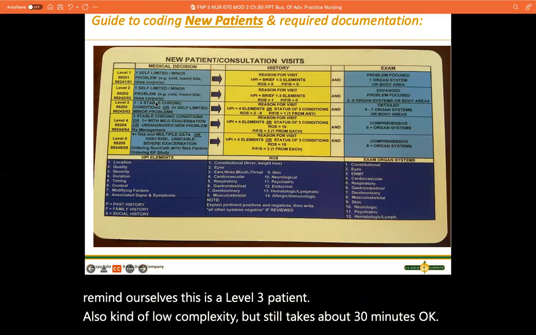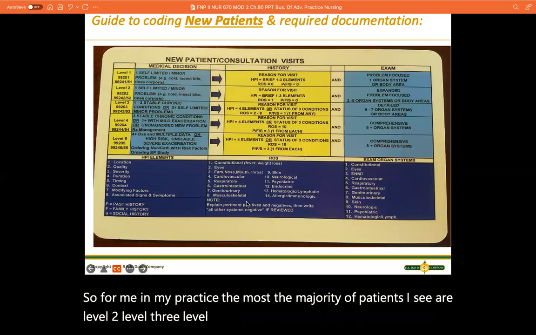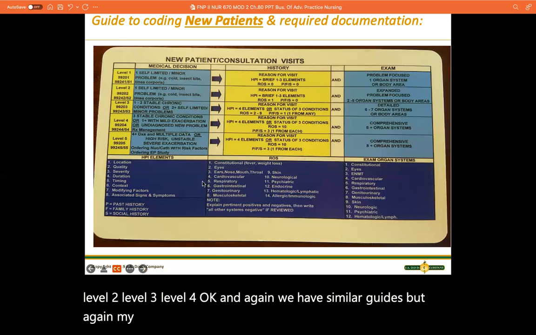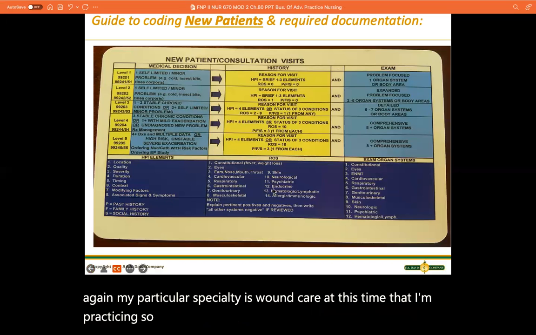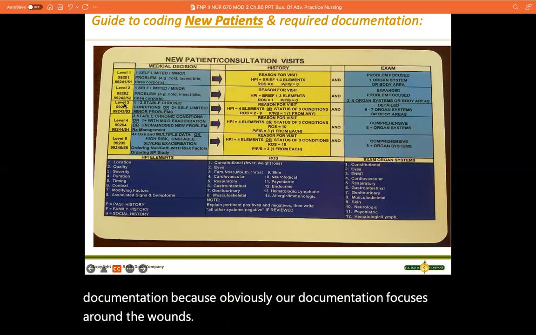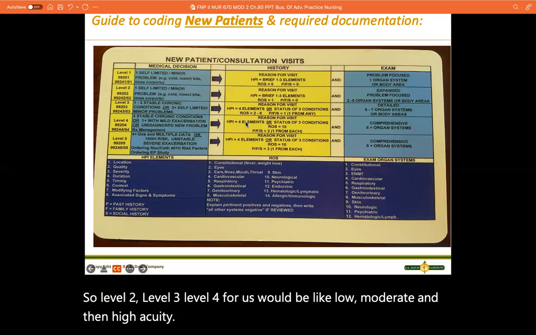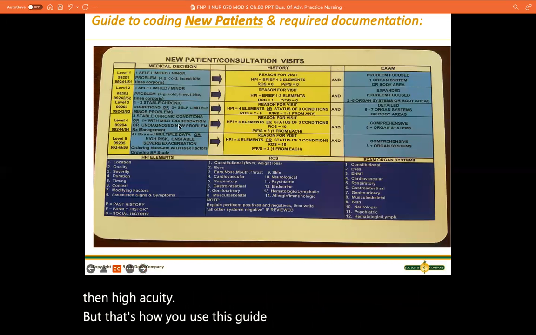So for me, in my practice, the majority of patients I see are level 2, level 3, level 4, okay? And again, we have similar guides, but my particular specialty is wound care, at this time that I'm practicing. So our guide is a little different in terms of documentation because obviously our documentation focuses around the wounds. So level 2, level 3, level 4 for us would be like low, moderate, and then high acuity, okay? But that's how you use this guide. And please, guys, review this, practice it.